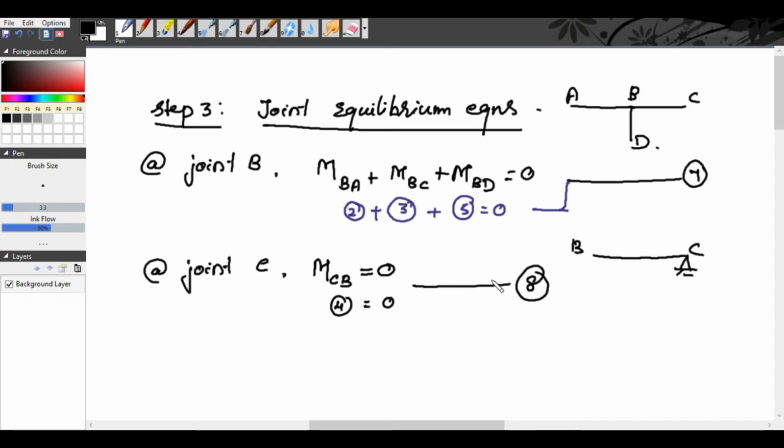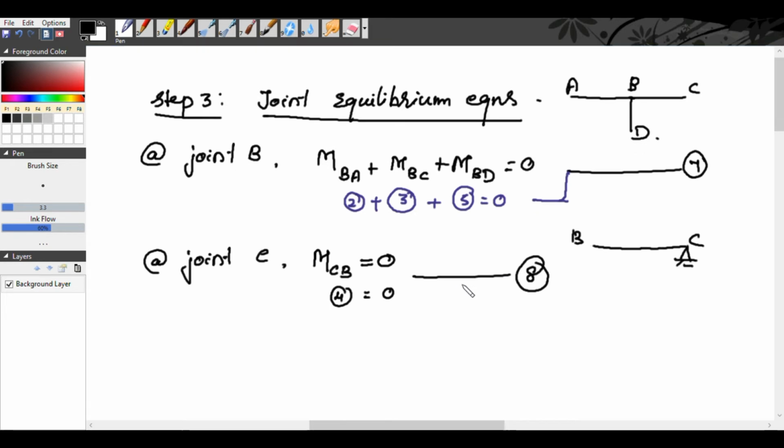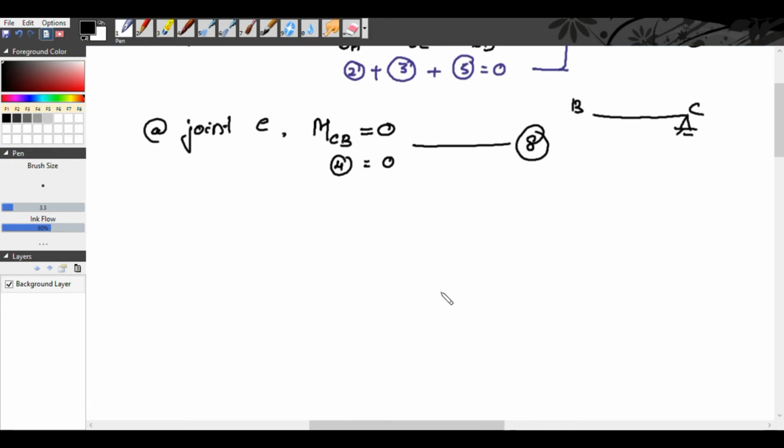Now we have 8 equations and 8 unknown values. So, we can solve all these 8 equations one by one. While solving, you can do it easily by simple algebraic equations. After substituting, you will get the final moments.